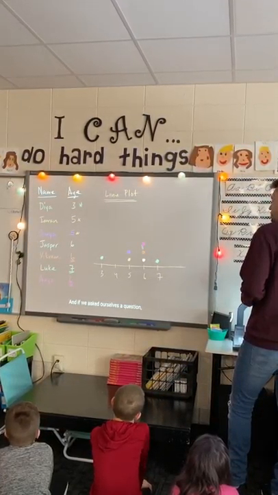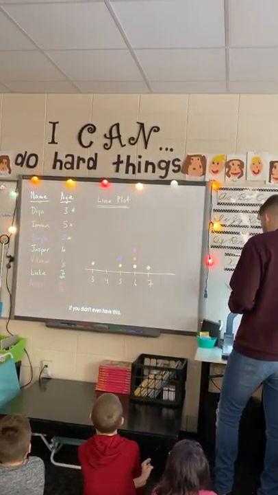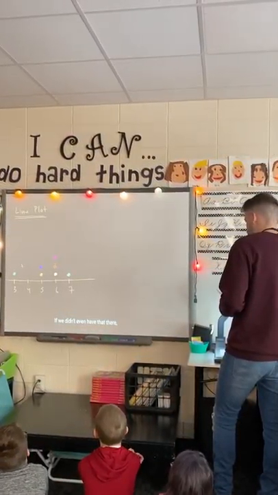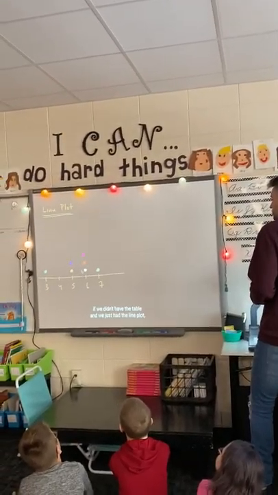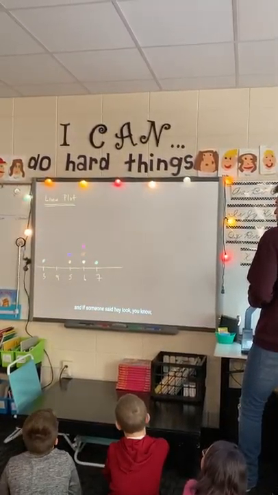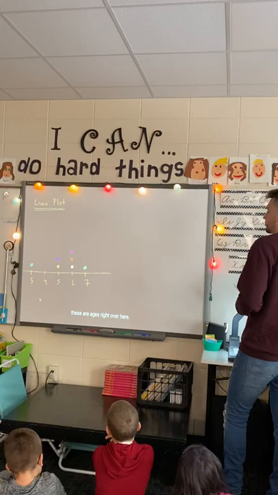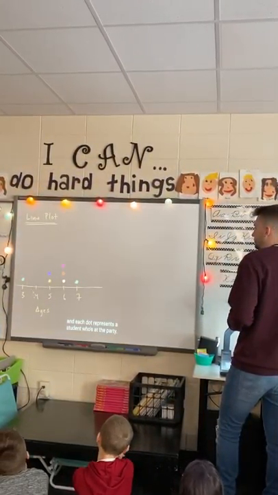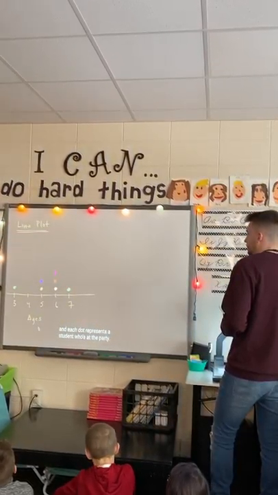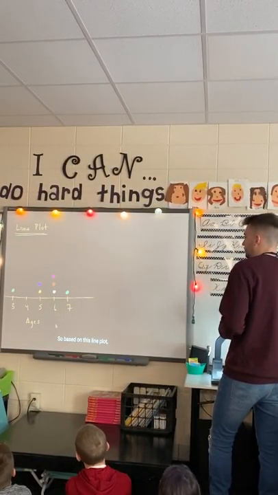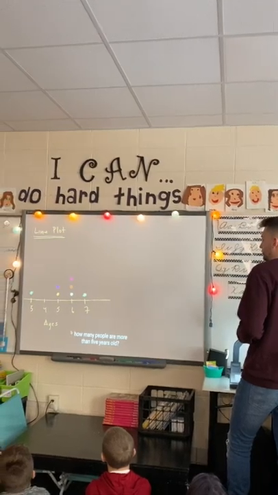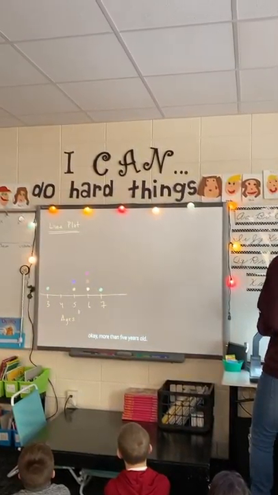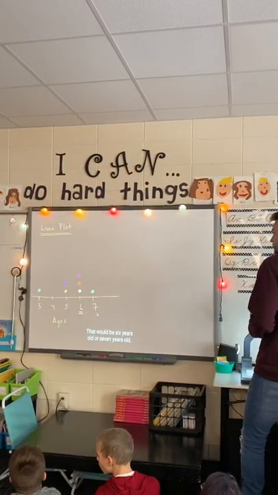And if we asked ourselves a question, let me just take the table away. If we didn't have the table, we just had the line plot, and someone said, these are ages right over here. This is our ages in years old, and each dot represents a student who's at the party. So based on this line plot, how many people are more than 5 years old? Well, more than 5 years old would be 6 years old or 7 years old.